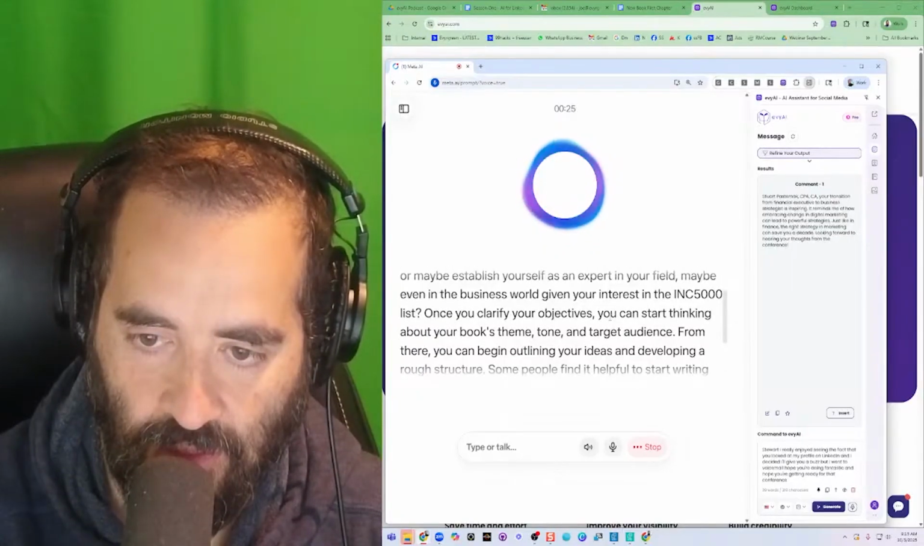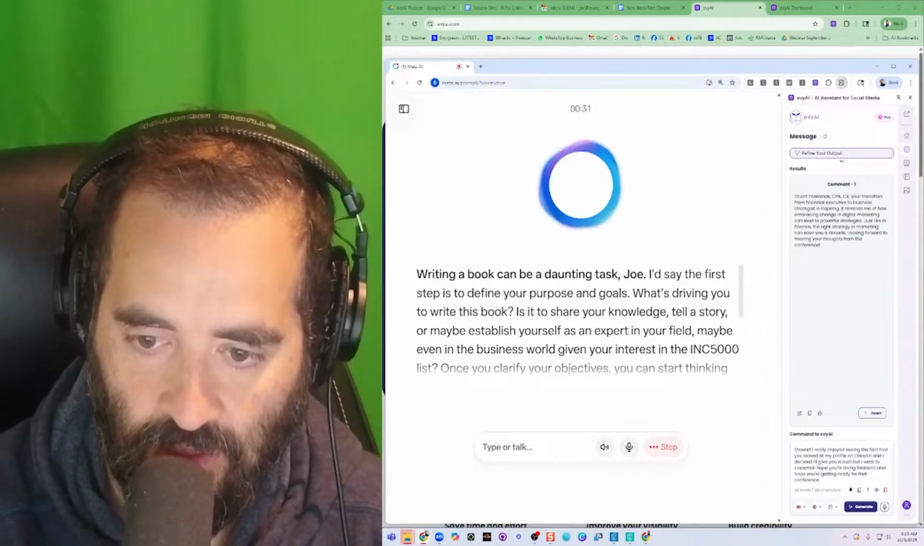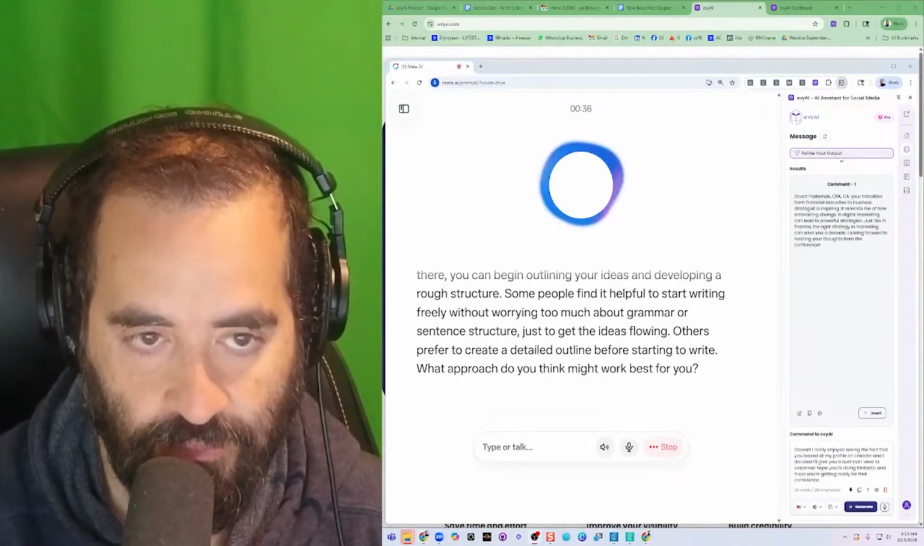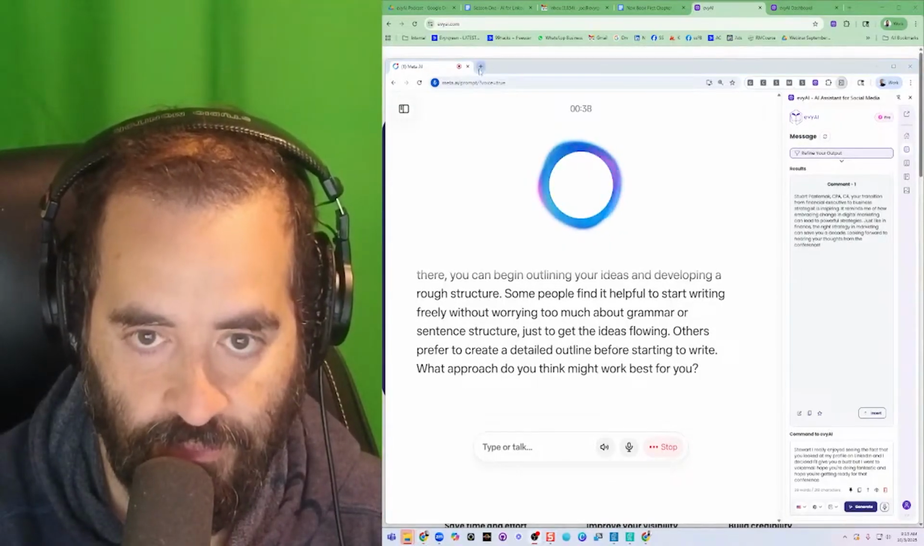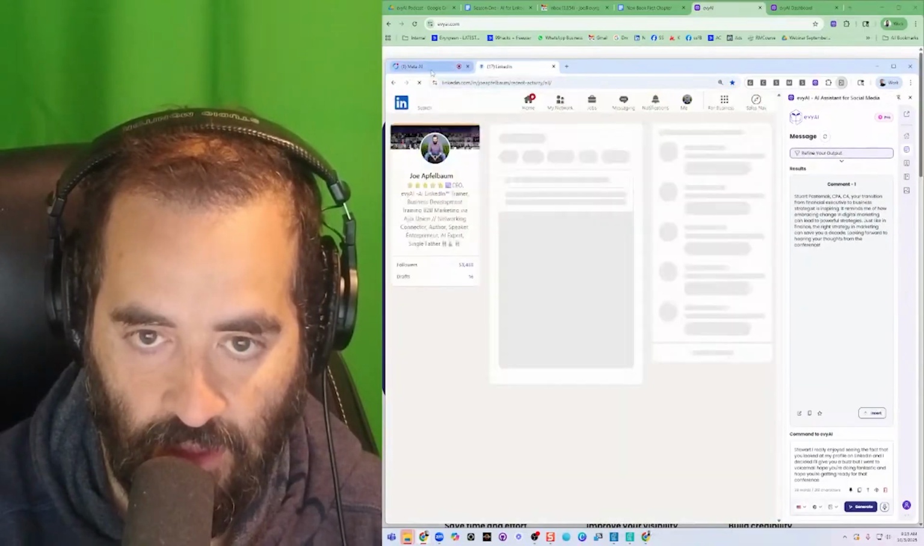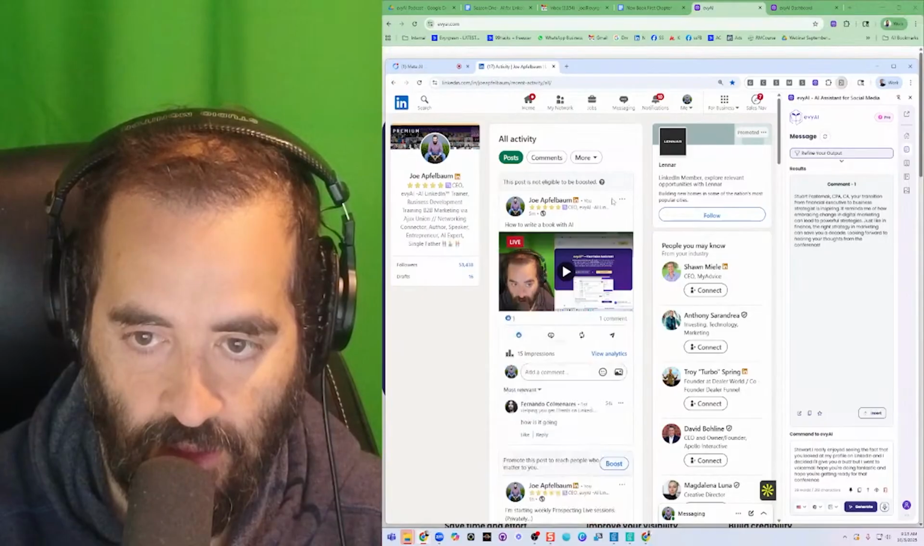Once you clarify your objectives, you can start thinking about your book's theme, tone, and target audience. From there, you can begin outlining your ideas and developing a rough structure. Some people find it helpful to start writing freely without worrying too much about grammar or sentence structure, just to get the ideas flowing. Others prefer to create a detailed outline before starting to write. What approach do you think might work best for you?